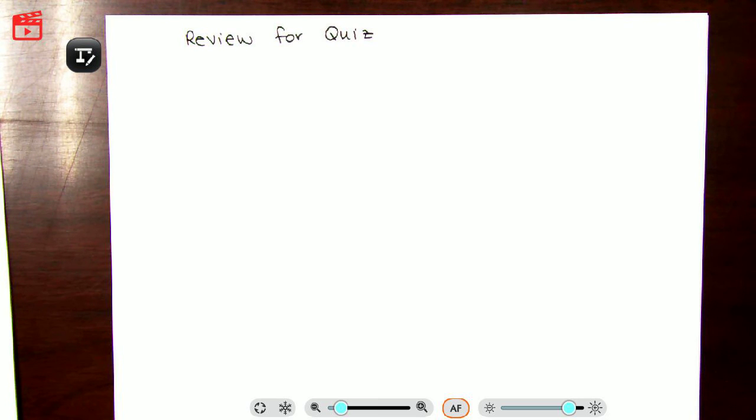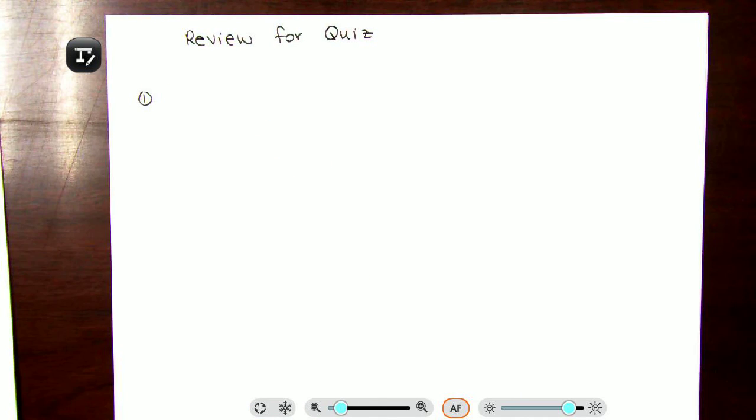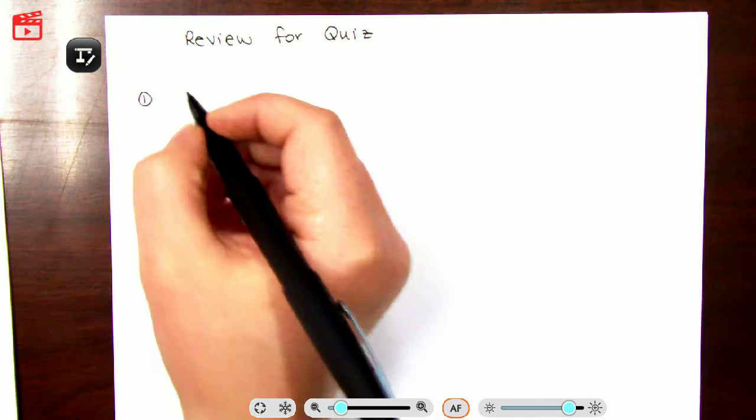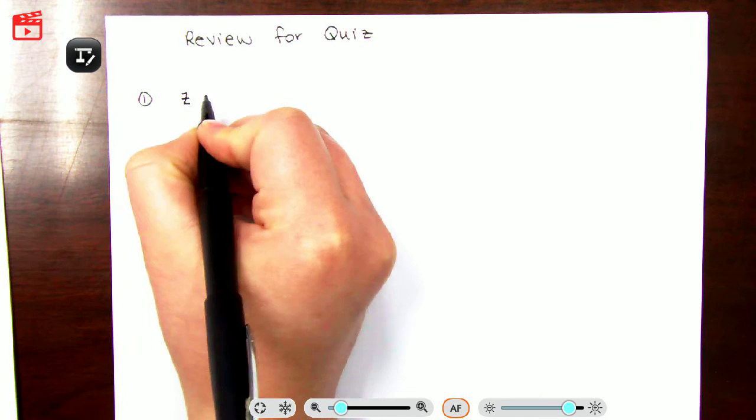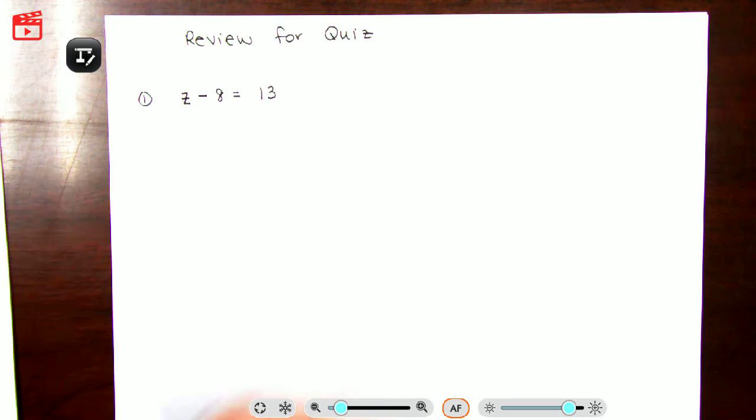I'm just going to cover a few things that I want you to recall before you take the quiz. For number one, we're going to cover a one-step equation. One step literally takes one step for you to solve this equation. For example, if we have z minus 8 is equal to 13, here's your equation. We know this is an equation because it has an equal sign.